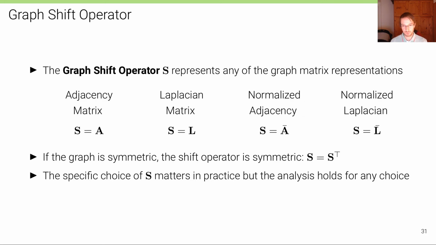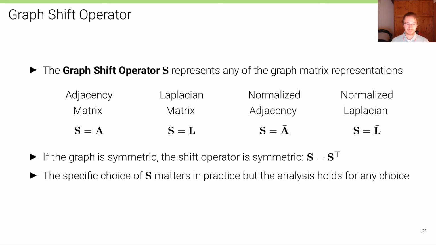Now, this is one crucial slide. The graph shift operator, which we define here, represents any of the graph matrix representations that you have learned about. In the case of the adjacency matrix, the graph shift operator S is A. In the case of a Laplacian matrix, the graph shift operator is L. In the case of a normalized adjacency matrix, S equals A bar. And in the case of the normalized Laplacian matrix, the graph shift operator equals L bar.